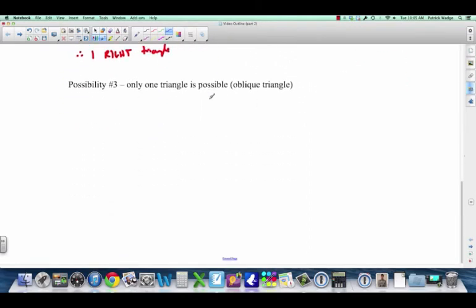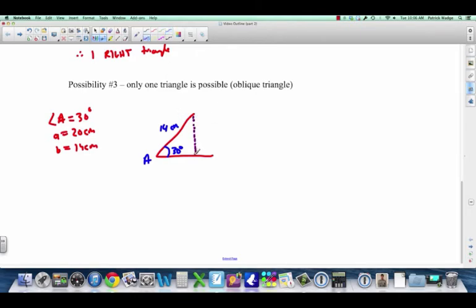Possibility 3, only one triangle is possible again, but this time it's not a right triangle, it's an oblique triangle. So let's take a look at that one. So that would be something like angle A is 30, doesn't have to be 30, I just did this to make my life easier. A is 20 centimeters and B is 14 centimeters. So hopefully you're getting the idea. I draw it like this. I put the angle we know down here, which is 30 degrees. This side can't be A, it has to be B, which is 14 centimeters. And then I want to find this distance right here, which is a right triangle.